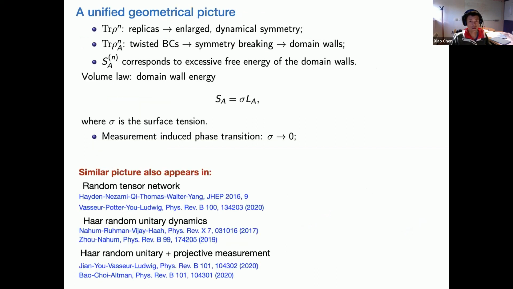Okay, so the take-home message for this SYK model is this. Let's summarize over here.